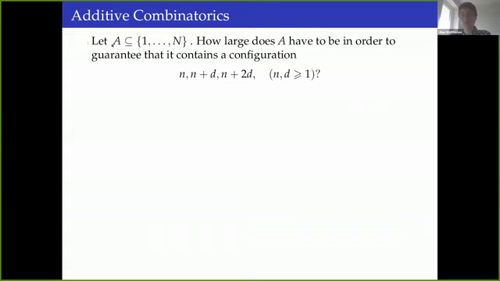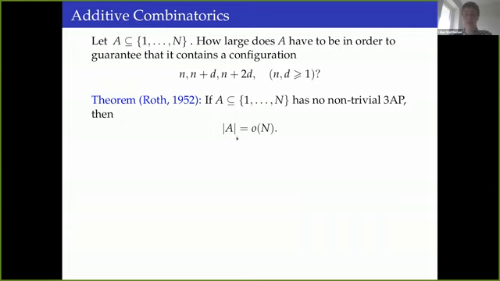If you choose A to be the full set of integers, there are lots of such configurations. But can we give some non-trivial lower bound on the size of A that still has this property of guaranteeing such configurations? The first substantial result on this question is due to Roth, who proved in a highly influential paper from 1952 that any subset of the integers up to N that does not contain a non-trivial three-term arithmetic progression has size at most little o of N.